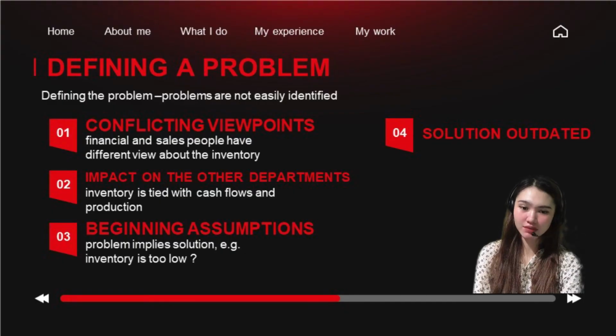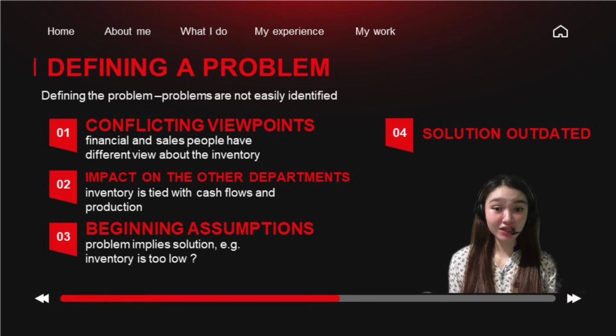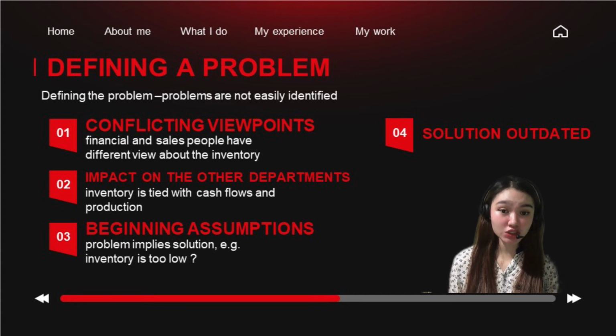Okay, defining a problem. Problems are not easily identified. The first issue is that while defining a problem, quantitative analysts must often consider opposing opinions. When it comes to inventory issues, for example, managers have at least two perspectives. Inventory is frequently considered excessive by financial managers since it represents cash that cannot be used for other investments. Sales managers, on the other hand, frequently believe that inventory levels are too low, despite the fact that high levels of inventory may be required to fill an unexpected order.